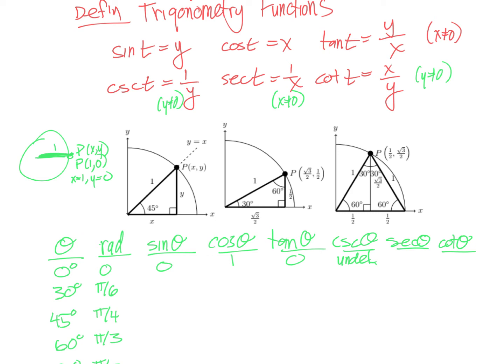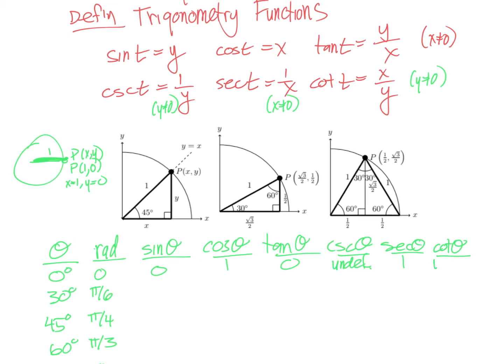Secant is 1 over x, and x was 1, so secant is just 1 over 1, or 1. And then cotangent is x over y, from right over here, x over y, and we get that is also undefined because we cannot divide by 0, y is 0.